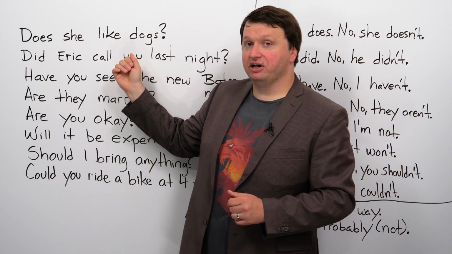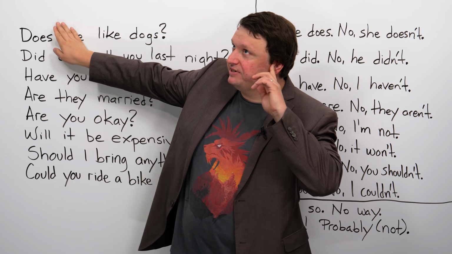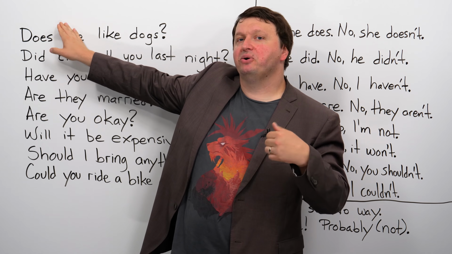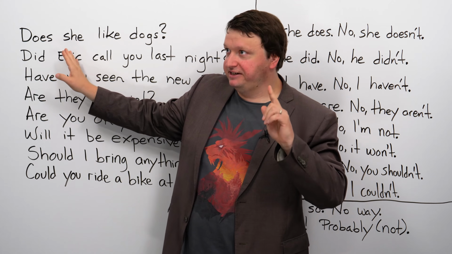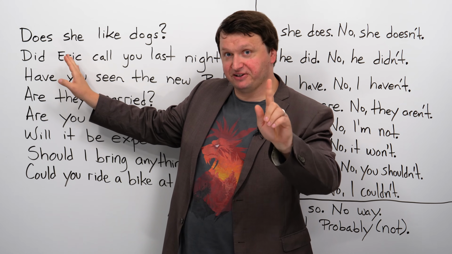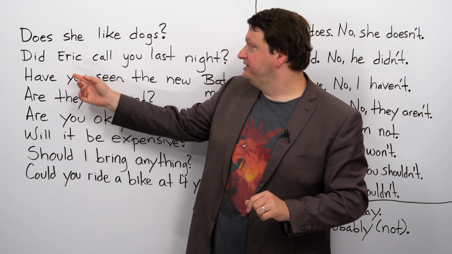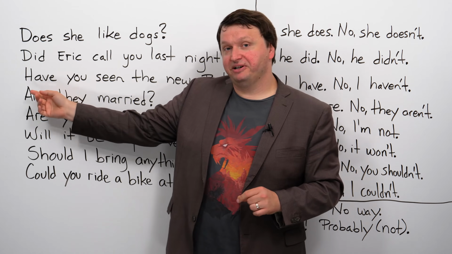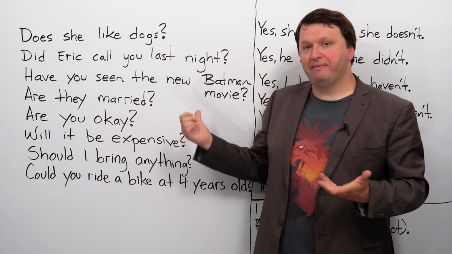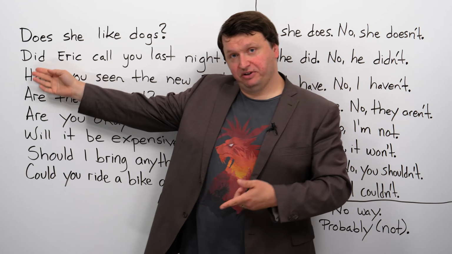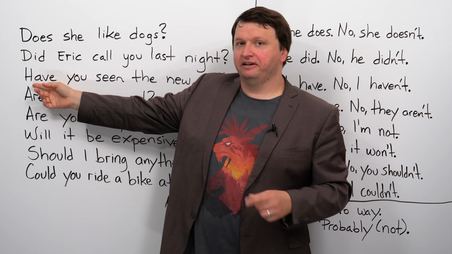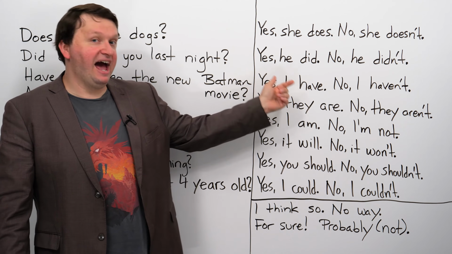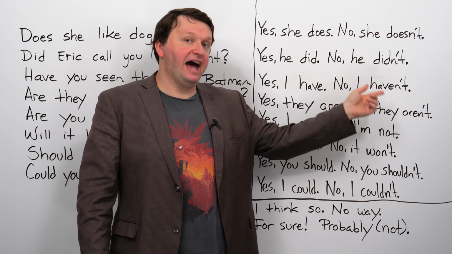So, does she like dogs? You should be hearing does. The verb is does. Yes, she does, or no, she doesn't. Did Eric, did. First auxiliary verb for yes or no questions. Did Eric call you last night? Yes, he did. Okay. Next one. Have you seen the new Batman movie? If we use the same trick, have you seen? The first verb is have, right? So, yes, I have, or no, I haven't.